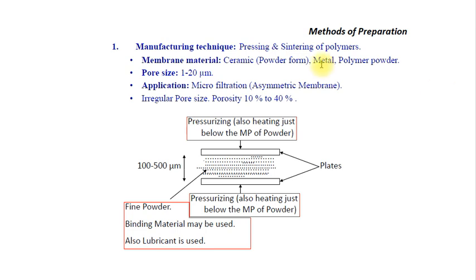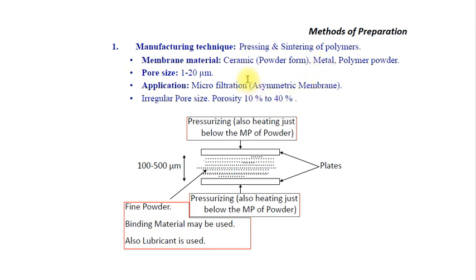So first is the pressing and sintering of the polymers. Generally this type of process is used to prepare composite membranes which contain ceramic, metals as well as polymers, and generally this type of membrane has very good mechanical strength and is used for microfiltration membrane applications.